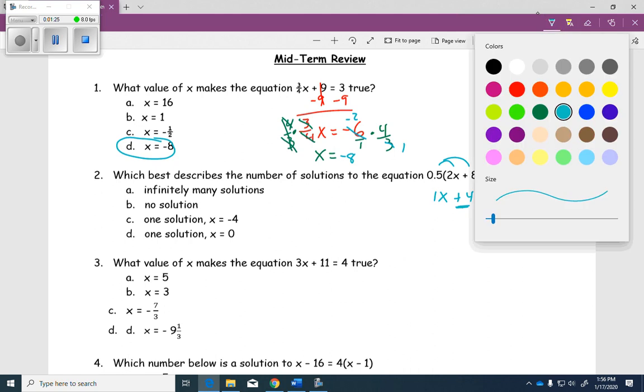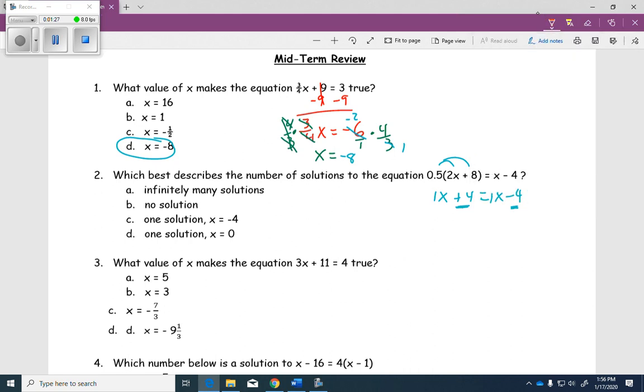If you don't see it right there, then what you should do is subtract x from both sides. And you notice that the x's cancel out on the left and on the right, and you're left with 4 equals -4. And this just doesn't make any sense. So this really has no solution.